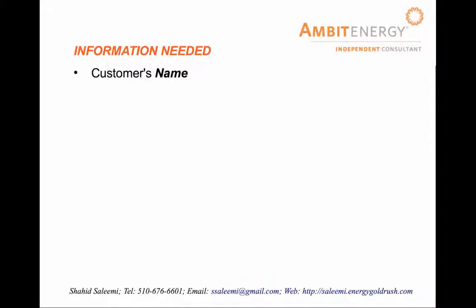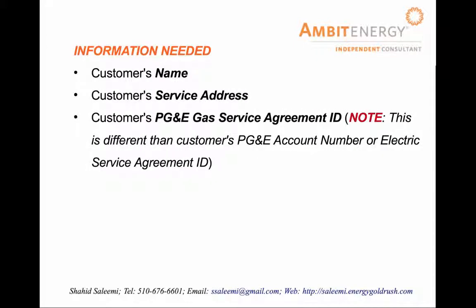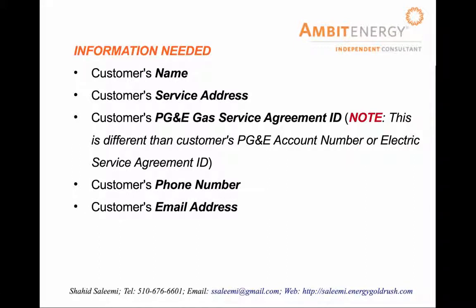We need customer's name, we need their service address, and we need their PG&E gas service agreement ID. This should not be confused with customer's PG&E account number or their electric service agreement ID. All this information must be exactly as it is listed on their PG&E bill. I'm going to show a sample bill and show you where this information is located on the bill. We also need customer's phone number and their email address.